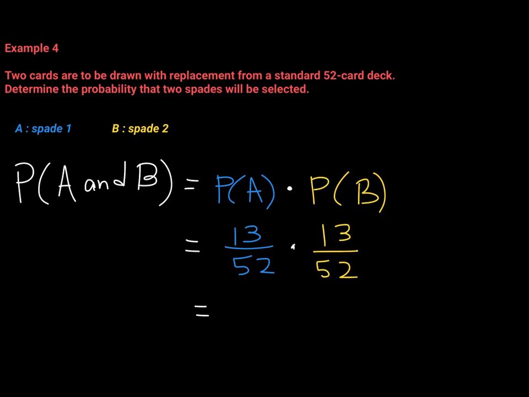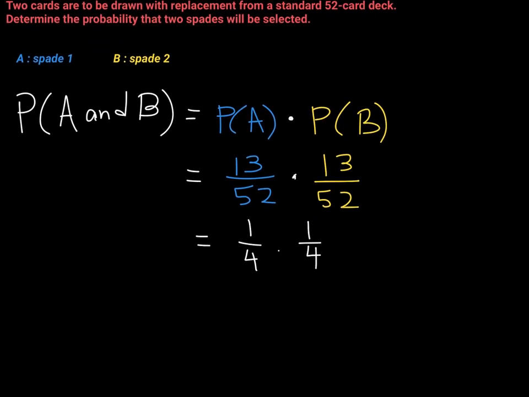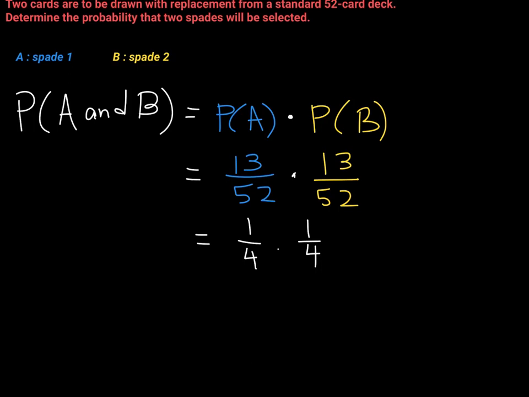So 13 over 52, first of all, is a quarter. It simplifies, so it's easier to do the math if we just simplify. So it's a quarter times a quarter, which is 1/16. So 1/16 is the probability that we will choose 2 spades. We would choose 2 spades with replacement.